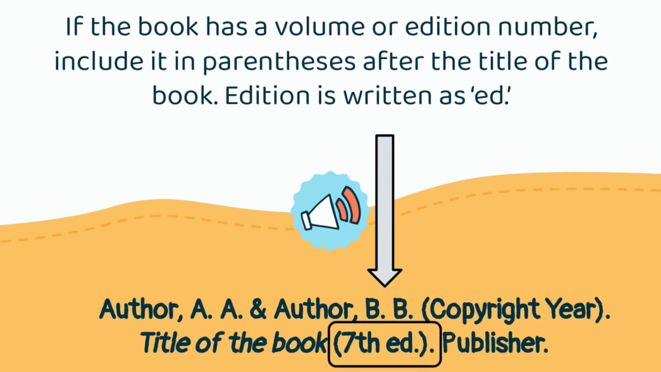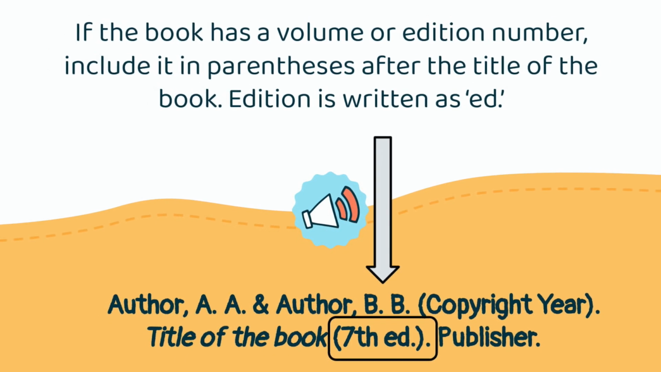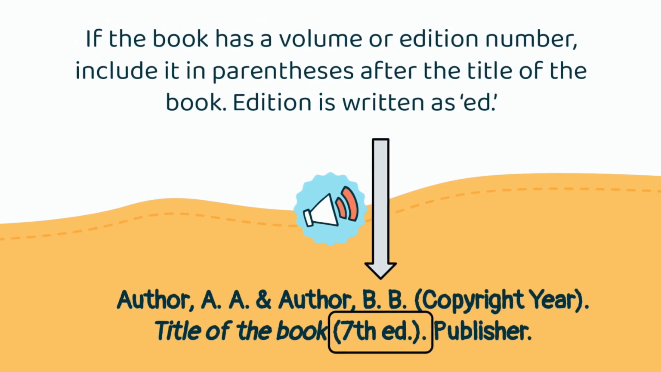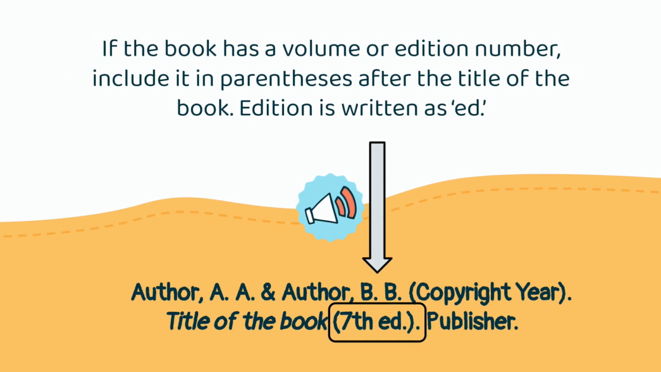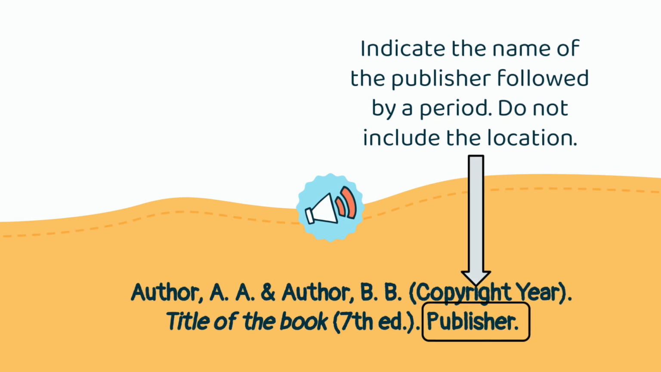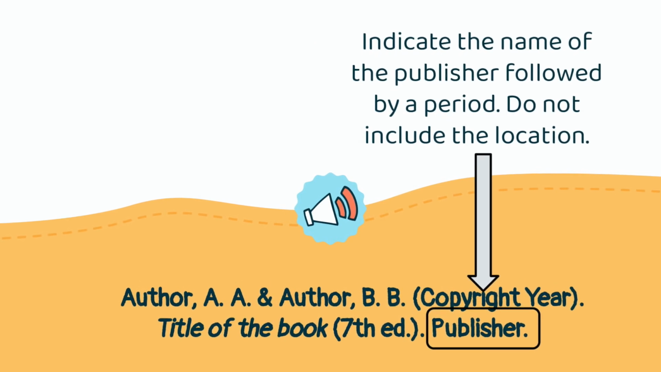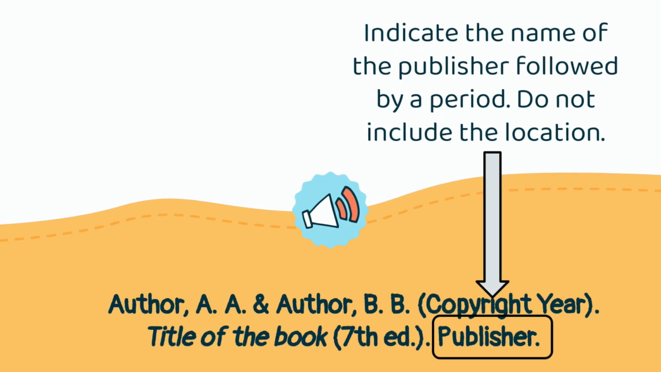If the book has a volume or edition number, include it in the parenthesis after the title of the book. Edition is written as Ed. Indicate the name of the publisher followed by a period. Do not include the location.